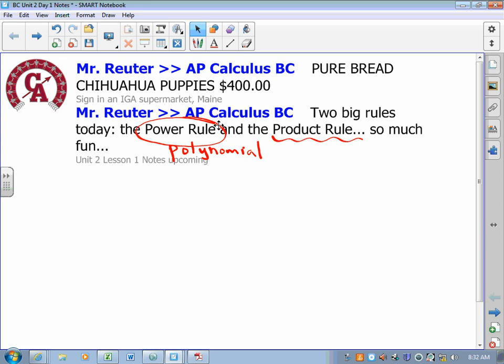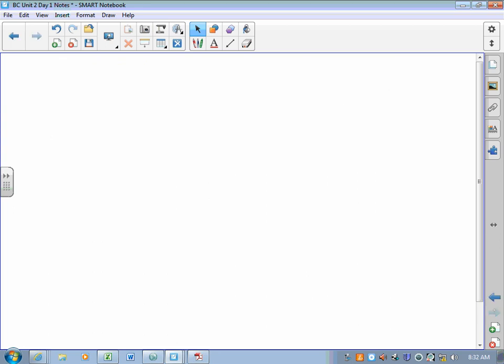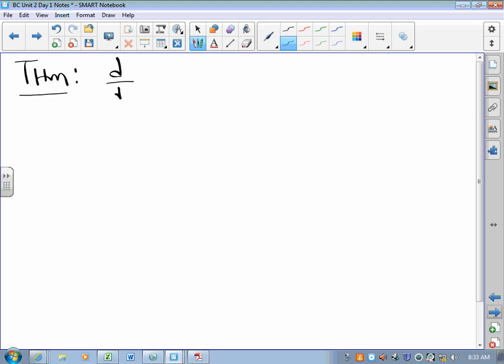That's the idea. So in this lesson, some basic theorems that help us in differentiating. Big theorems. First things first, the derivative of a number is 0. The derivative of a number is 0. We can prove that. It's not terribly difficult.